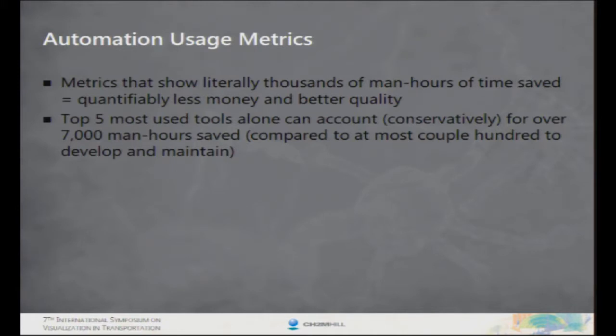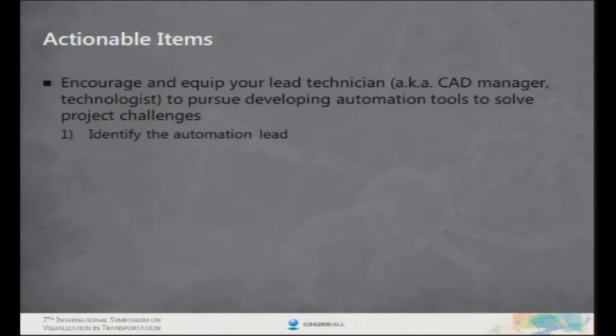So these metrics can show literally thousands of man-hours of time saved. This is quantifiably less money and better quality. Just the top 5 alone, when I conservatively estimate how much time this saved, it came in over 7,000 man-hours saved. This is compared to a couple hundred to develop and maintain.